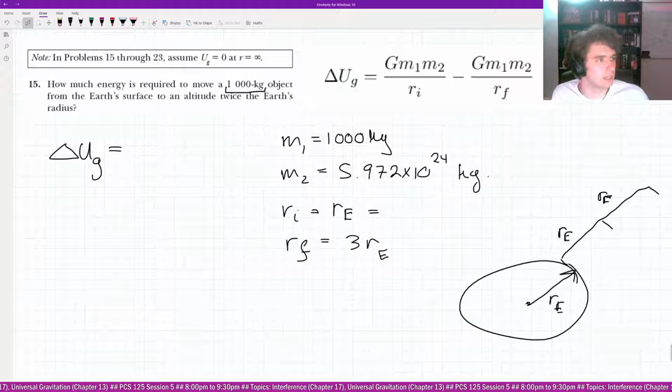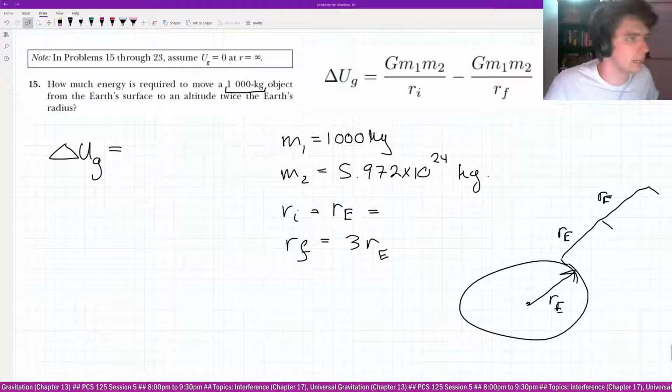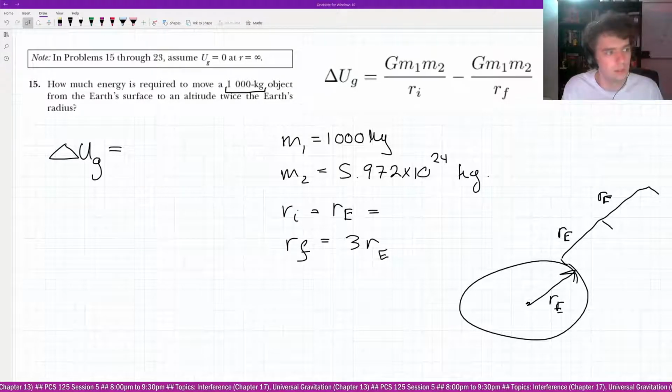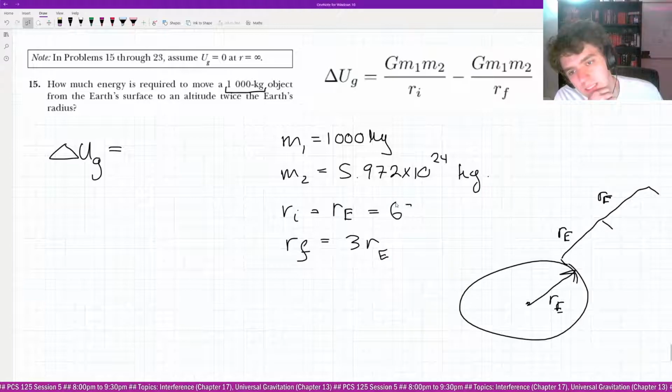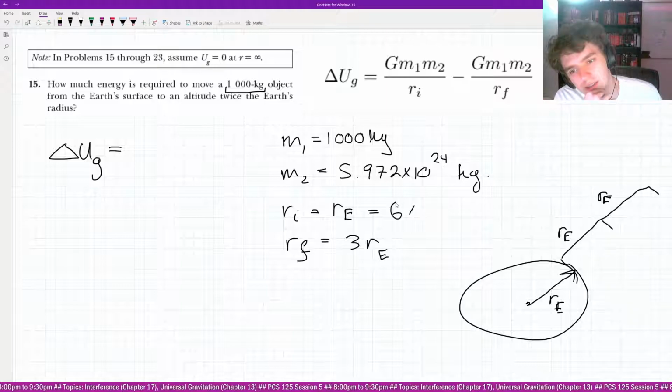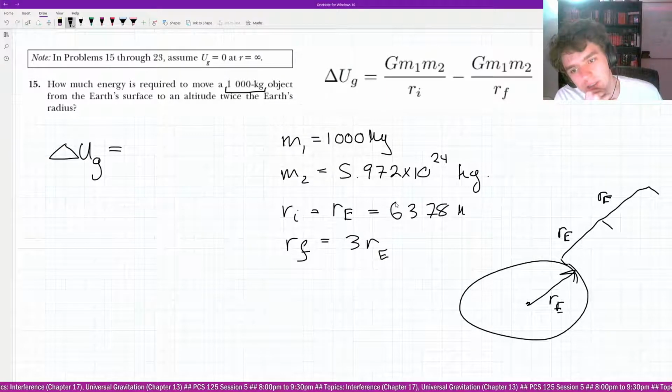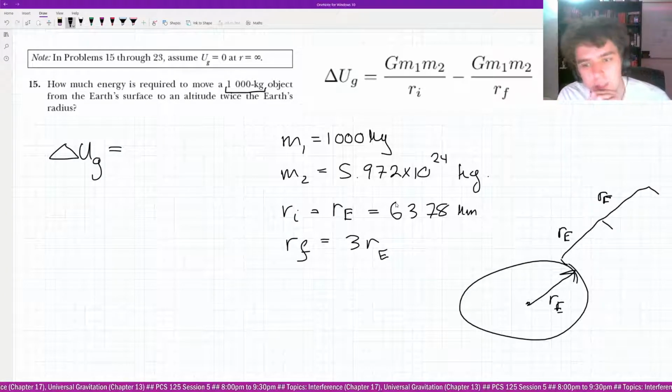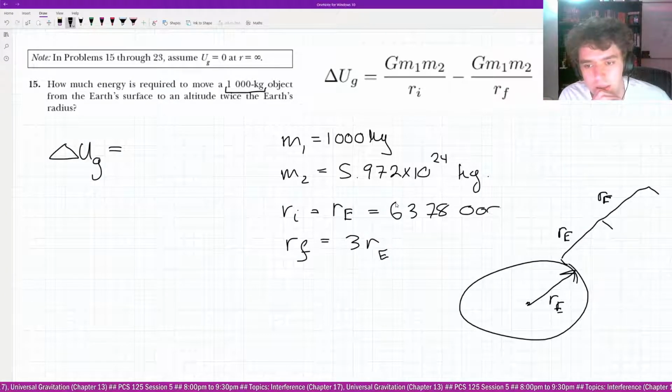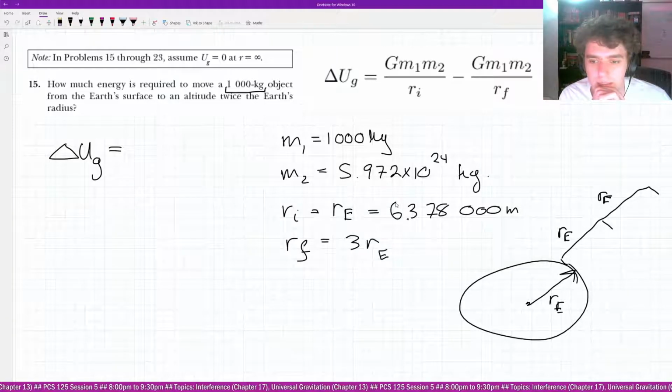Okay. I just need the number for the Earth radius here. I'll look it up. 6378 kilometers. Yes. That's the radius of the Earth? Okay, so then that many meters, or 6.378 times 10 to the 6?